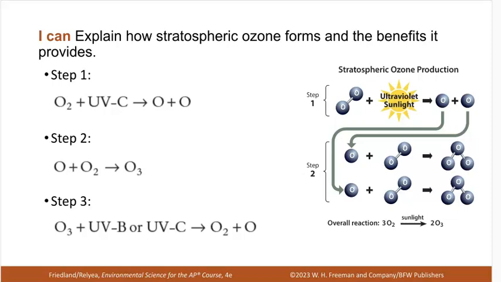So here are our equations. So oxygen gas plus UV light breaks up our oxygen. Some of that recombines and gives us ozone, O3. And then it breaks apart again. So it has this cycle over and over again, breaking apart, forming ozone, ozone breaking apart, etc. So it's in a cycle.